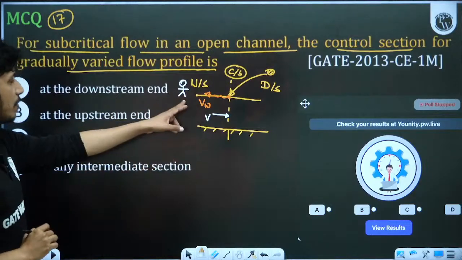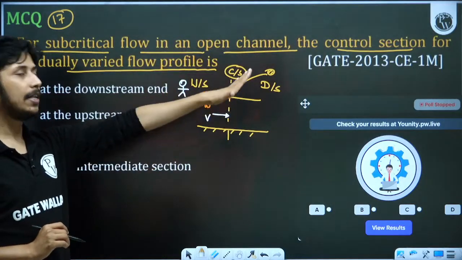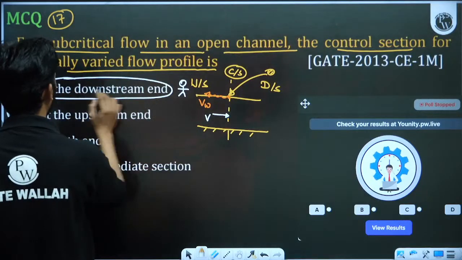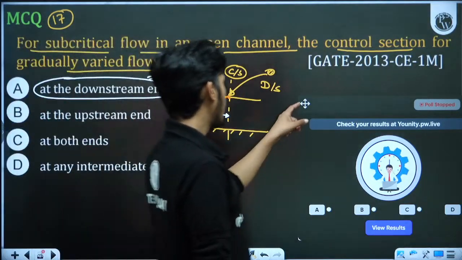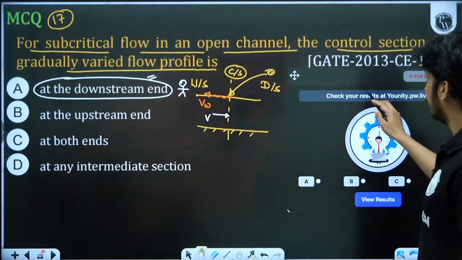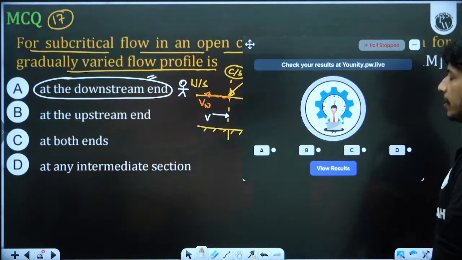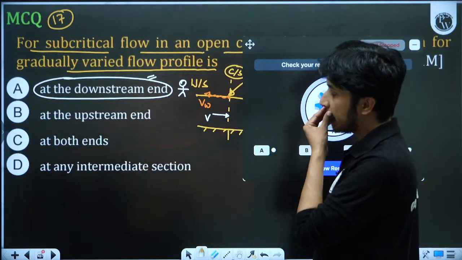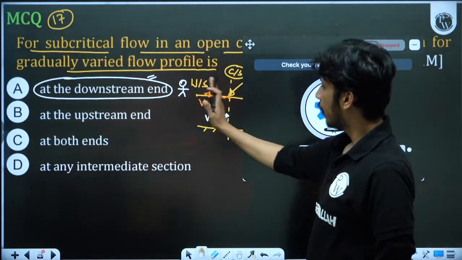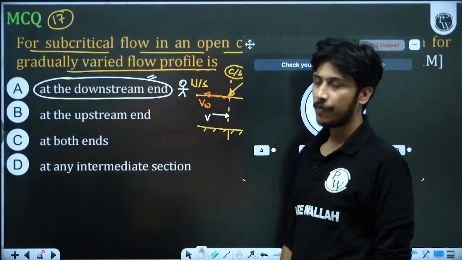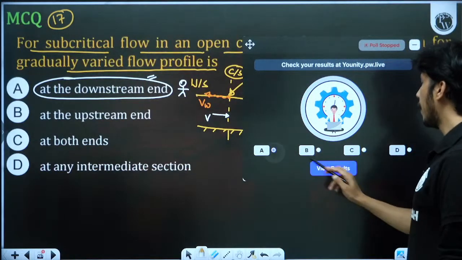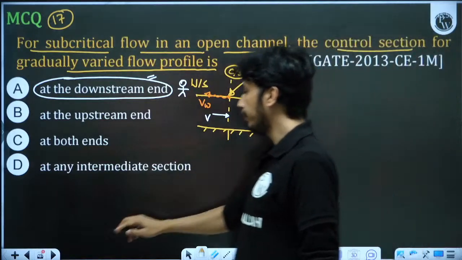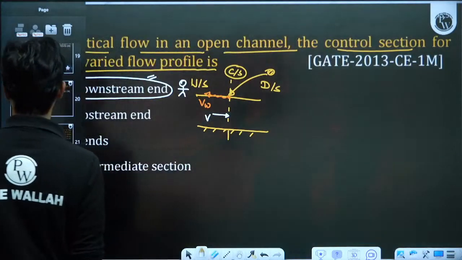So when the observer sees the wave, he will say that the wave is coming from the downstream side. So the control section is at the downstream end. For any gradually varied flow or any flow, the control section is at the downstream side. That is why in subcritical flows, the flow profile occurs before the disturbance, because the wave travels there. Okay, next question. Let's move towards the next question.